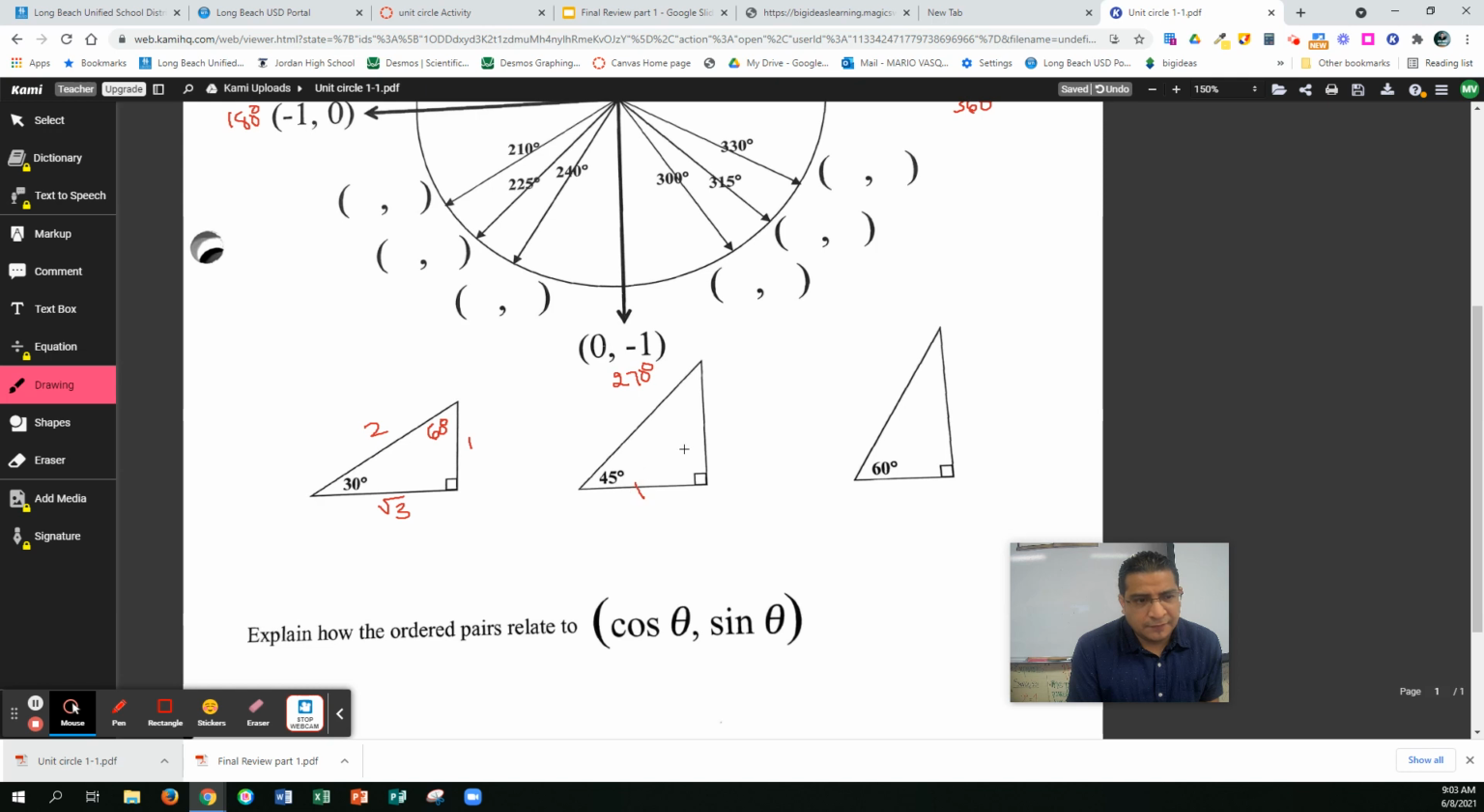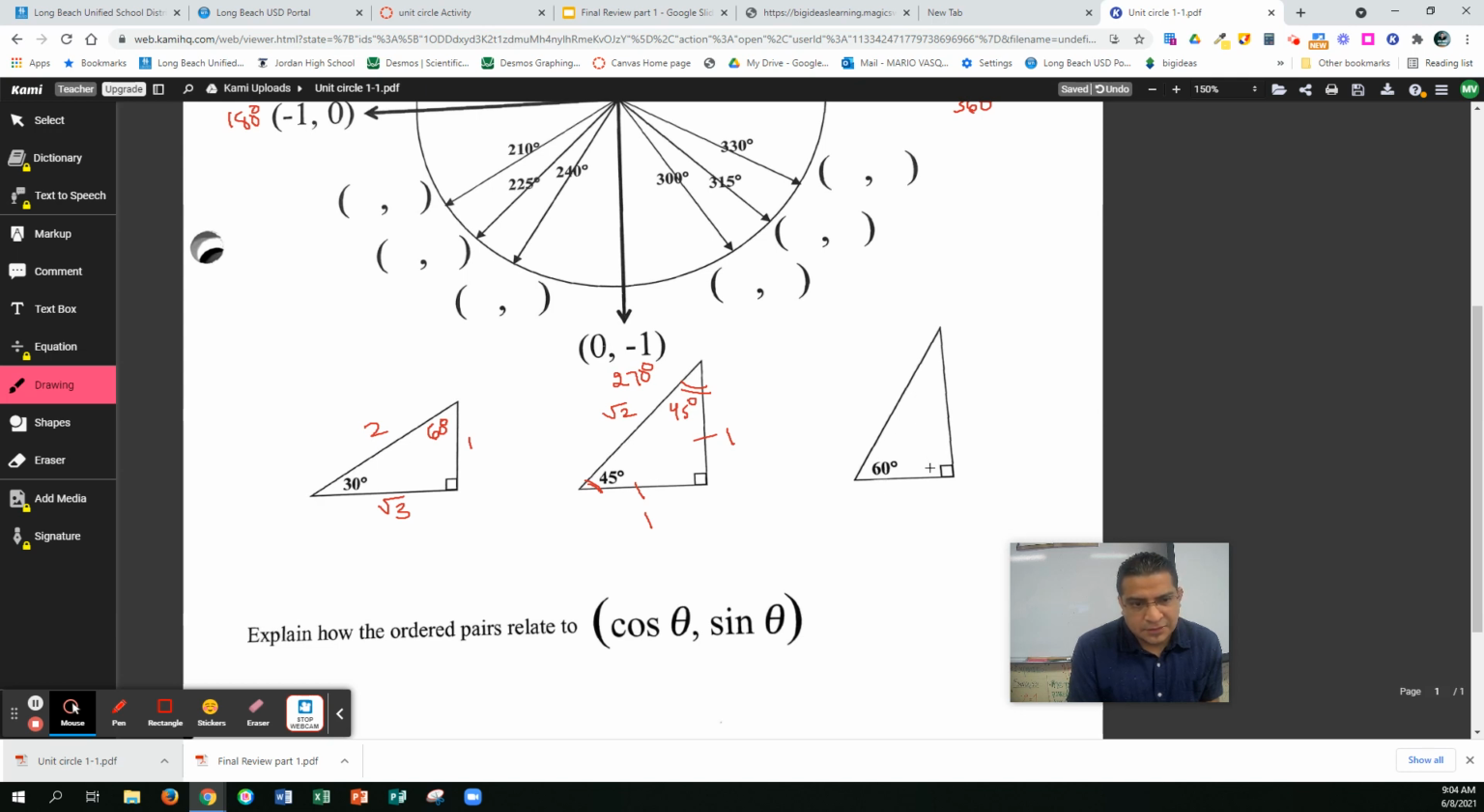For the 45, sides opposite to congruent angles are congruent. If this is 45, that has to be 45. Why? Because 45 plus 45 is 90, and 90 plus 90 will be 180. Here, by definition, this is going to be a length of 1, and this has to be square root of 2. If we do the Pythagorean theorem, we will get square root of 2.